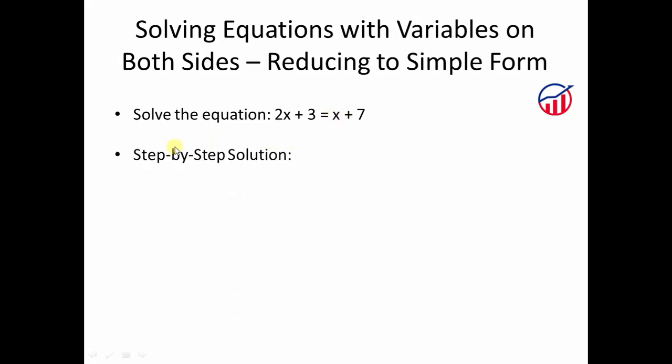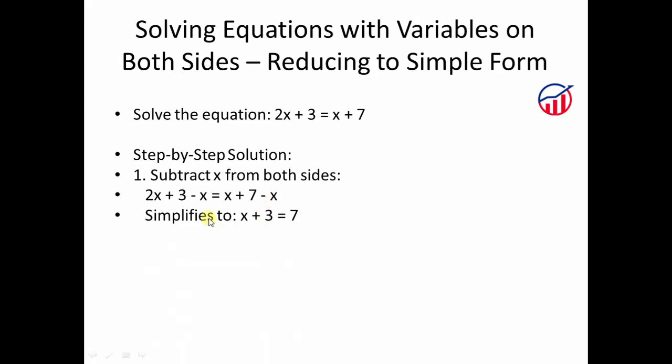So what you're going to do is a step-by-step solution. First step is we subtract x from both sides. So you can see x over here. So you're going to subtract x from both sides. So you'll have 2x plus 3 minus x is equal to x plus 7 minus x.